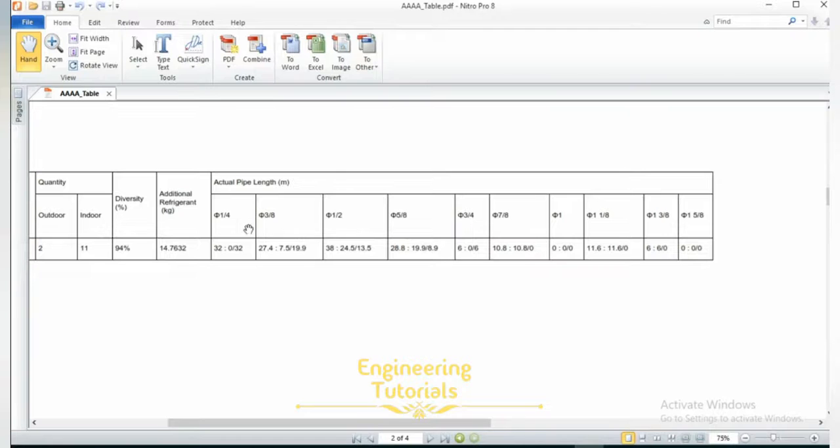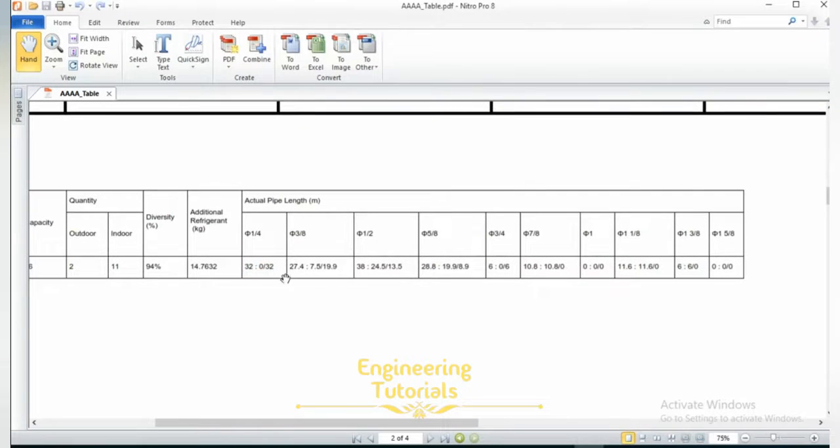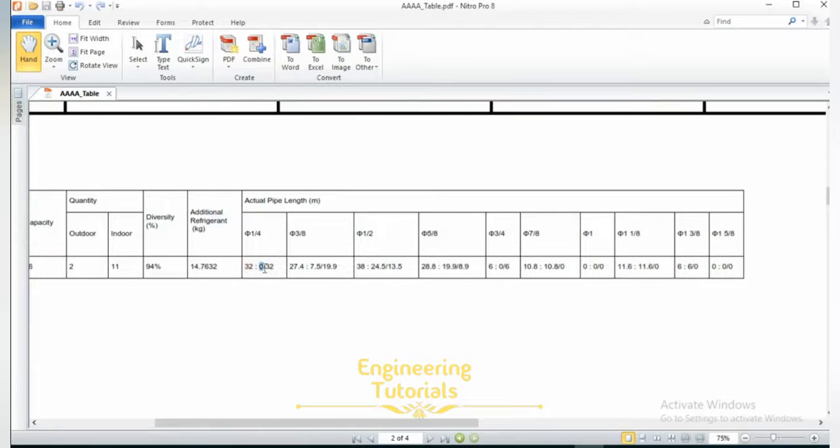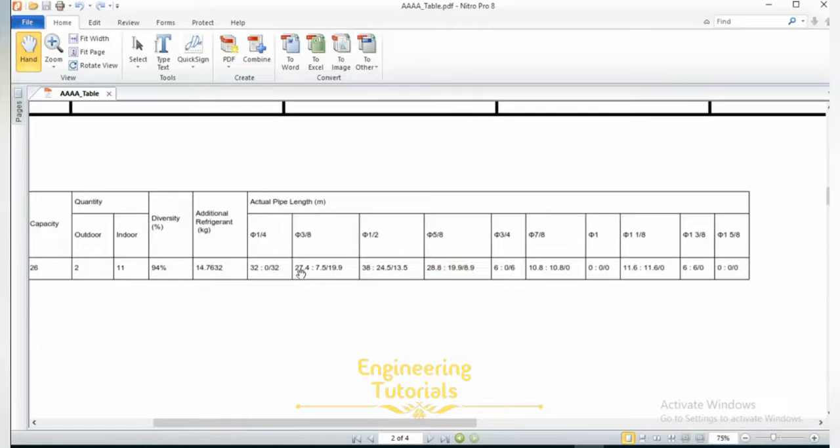project. And you have to know one thing. This first one is for gas. These are the real lengths in meters, and the first one is for the gas pipe and the second one is for the liquid. Same, first one for the gas, second for liquid. First for gas, second for liquid, and this is the total length for 3/8 including gas and liquid size, that is 27.4. Half inches for gas and liquid both, that is 38. So we are going to use the liquid side lengths.